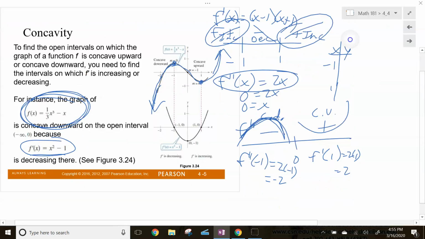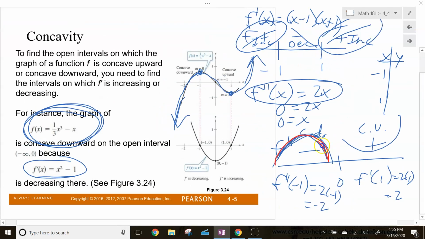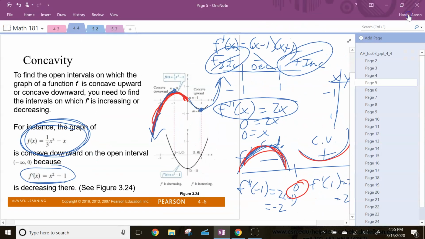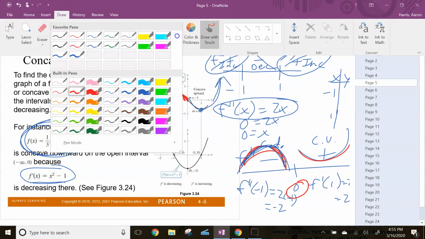In terms of the concavity, we are concave down until 0, and then we switch to concave up. So we're concave down. Here's the concave down part, right? See how we're concave down there on that function? And then we switch to concave up.